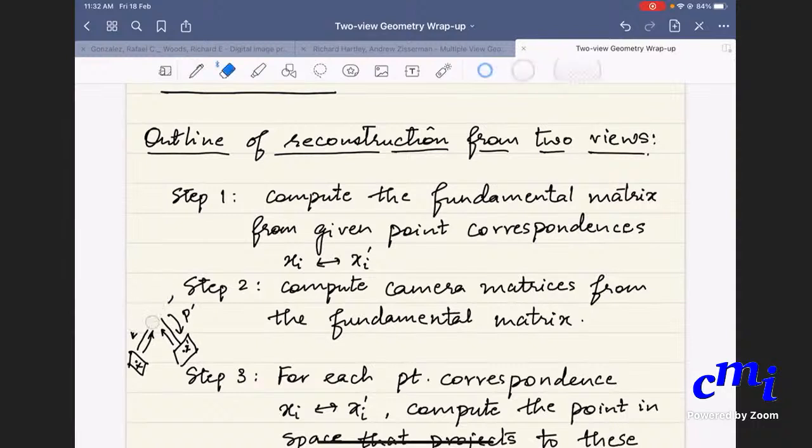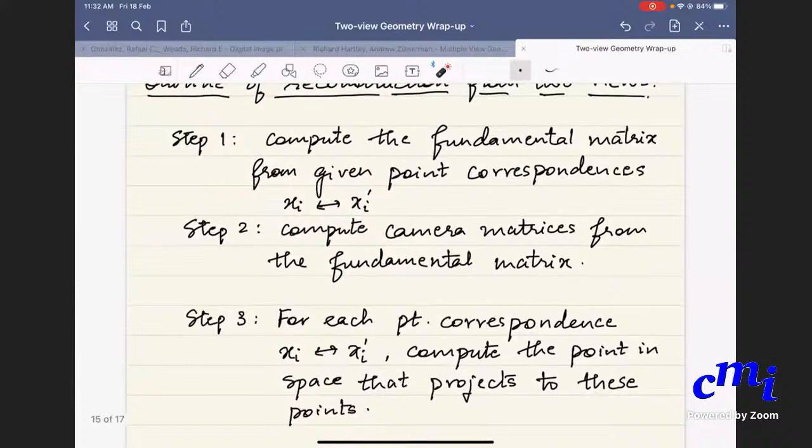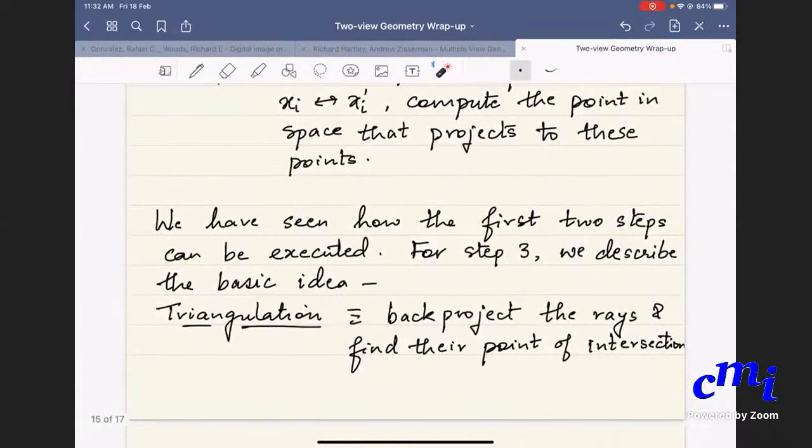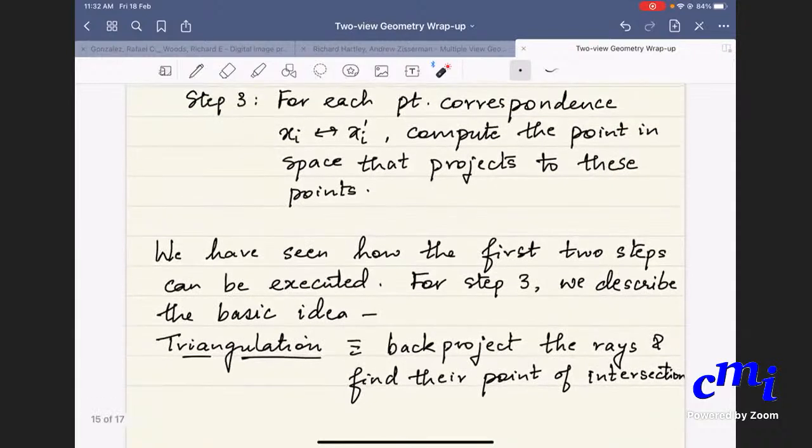So the only information that we require for doing this entire process is a set of point correspondences. You have to be given a set of point correspondences, and if this idea gets executed properly, you will be able to compute the space point for a given set of point correspondences. So is this idea clear? This idea, step 3, where you back project the rays and find their point of intersection, is called triangulation.